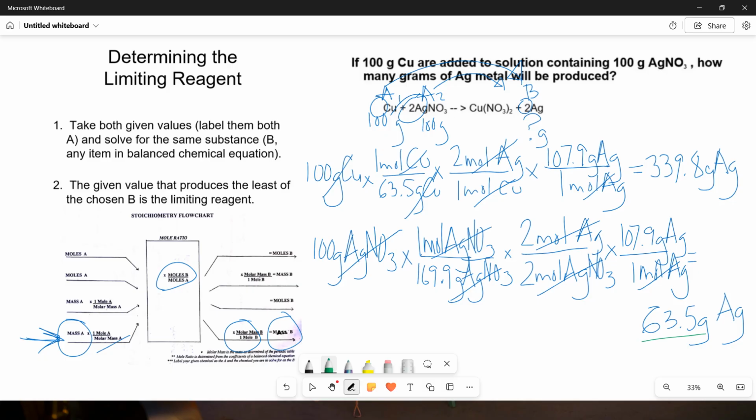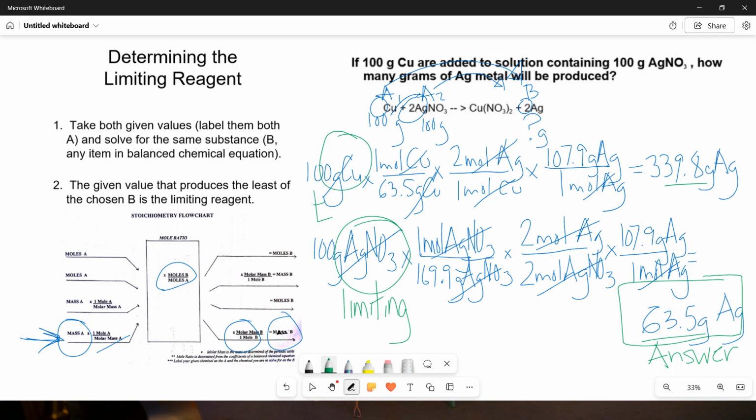Now, doing this calculation, you can see I have 2 possible answers. This is the proper answer because it's the least amount. This is the answer to the problem as far as how many grams of silver can be produced. That makes the silver nitrate the limiting reagent. In other words, it's completely used up in this reaction. And that makes the copper the excess reagent, meaning that when the reaction is over, there will be leftover copper.